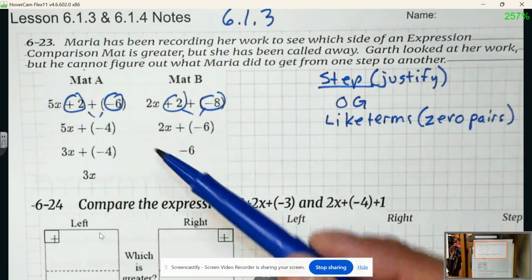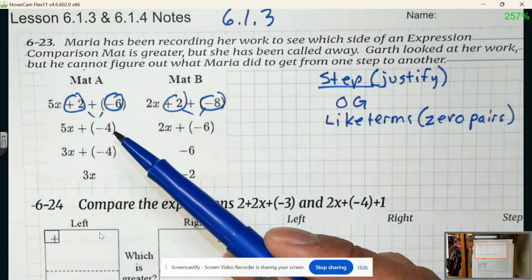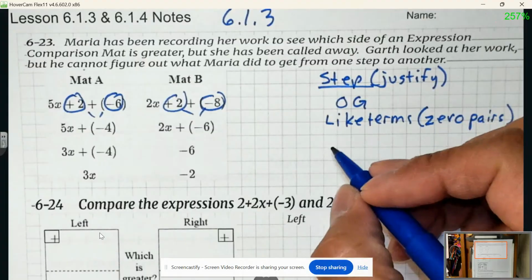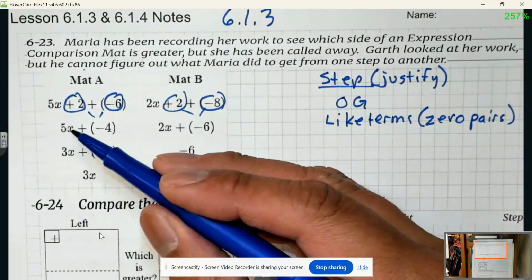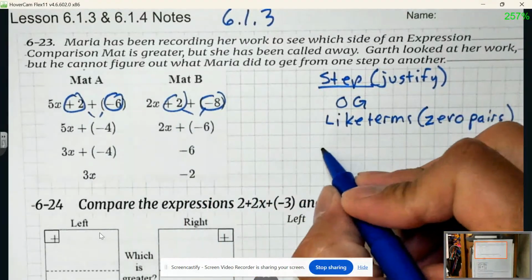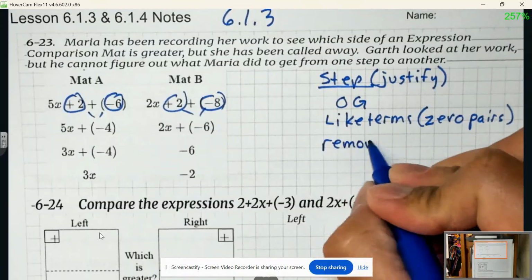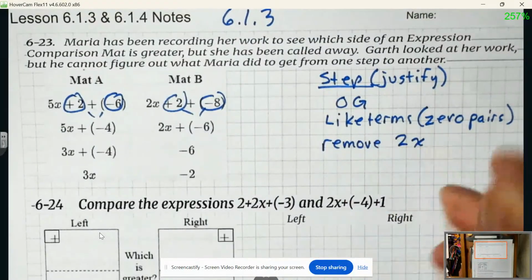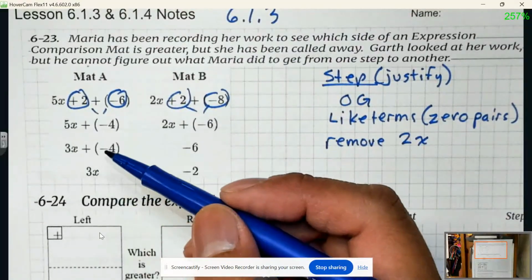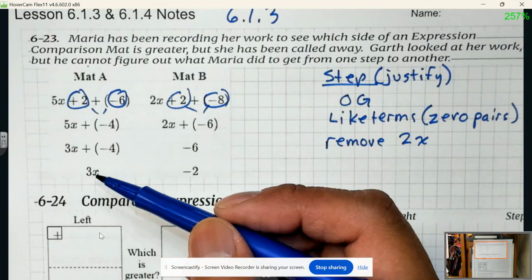And then step 3, 5x plus negative 4 becomes 3x plus negative 4. And then this becomes negative 6. What has happened is we're removing the 2x. 2x's leave mat A, and 2x's leave mat B. So remove 2 x's.